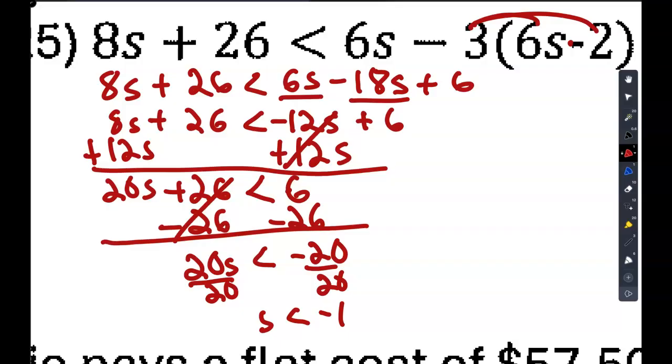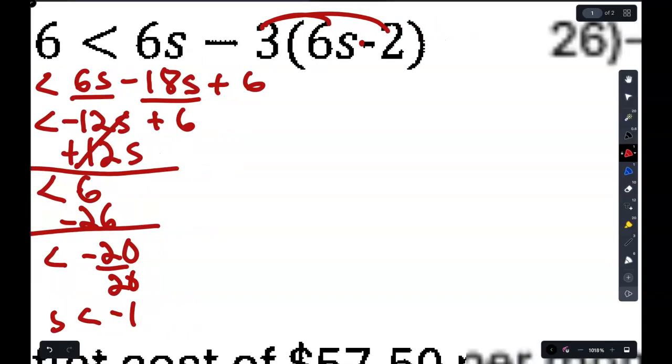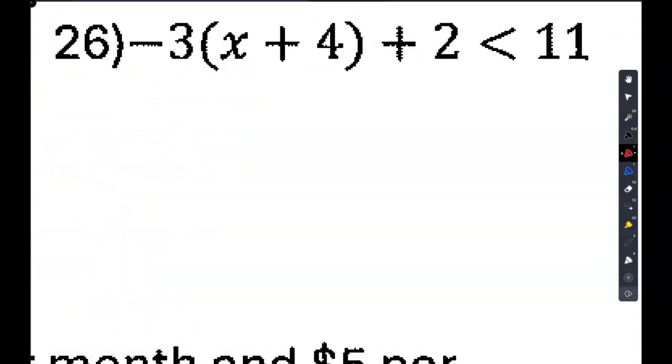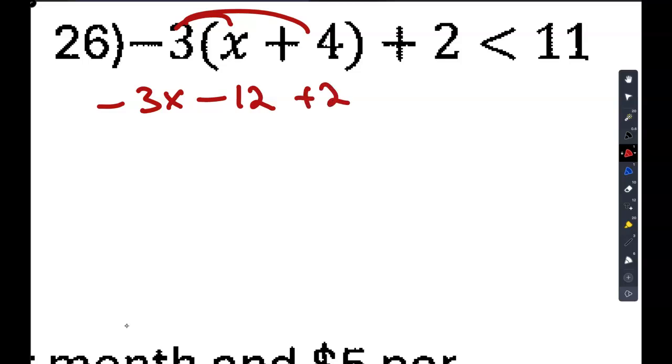All right, 26 over here. All right, we're going to distribute the -3. Negative times a positive is a negative. 3 times 1 is 3, and the x. Negative times a positive is a negative, and 3 times 4 is 12. Plus 2, less than 11.